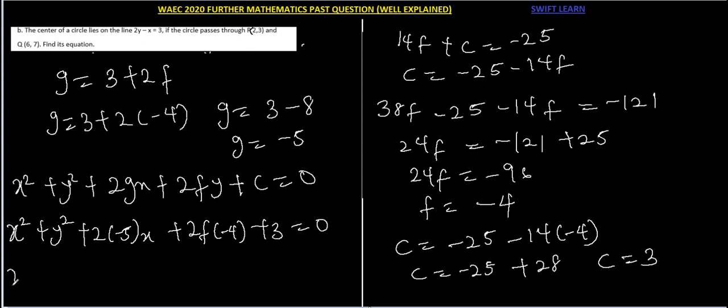So I have x squared plus y squared minus 10x minus 8y. So y should be here. So I've cleaned my stuff, so it should be y plus 3 equals to what? 0. So these are final answers.